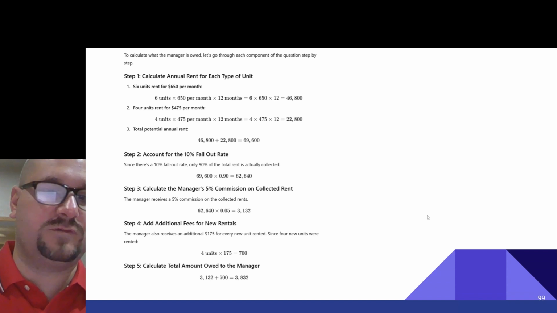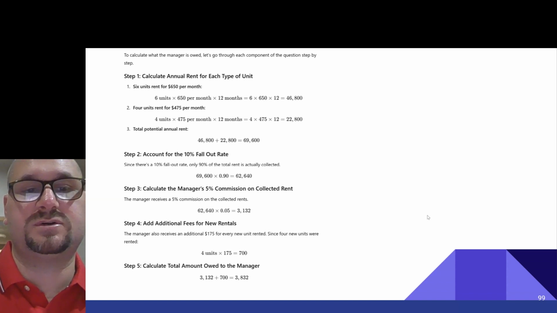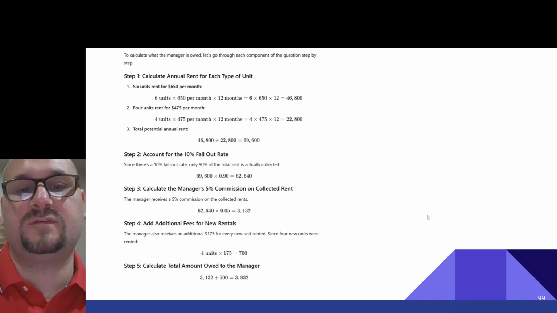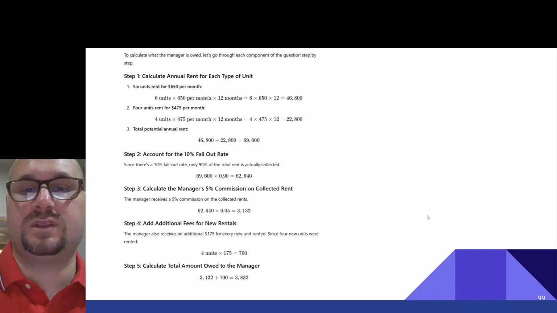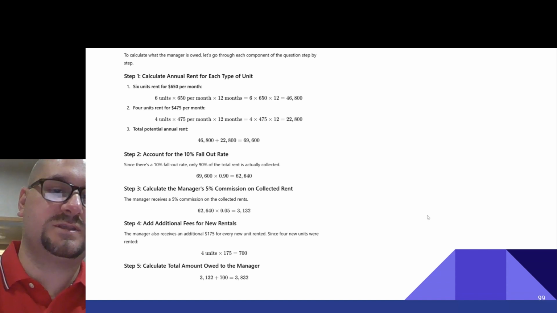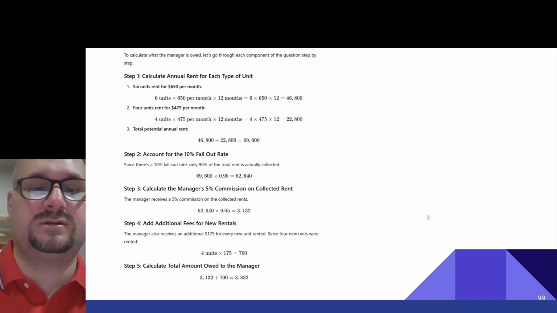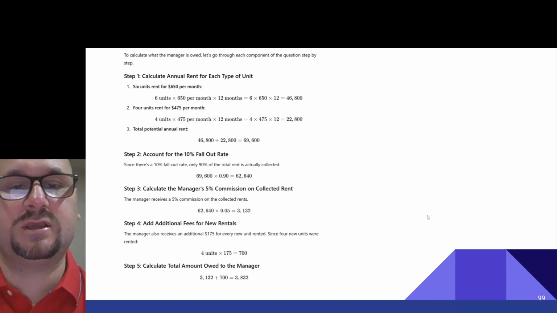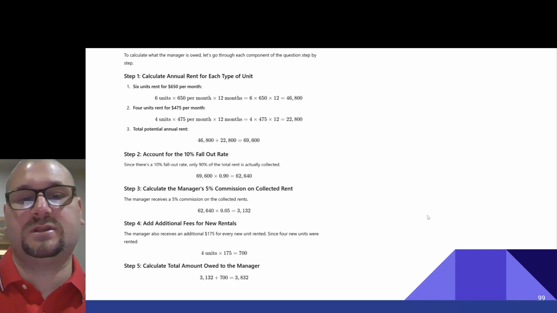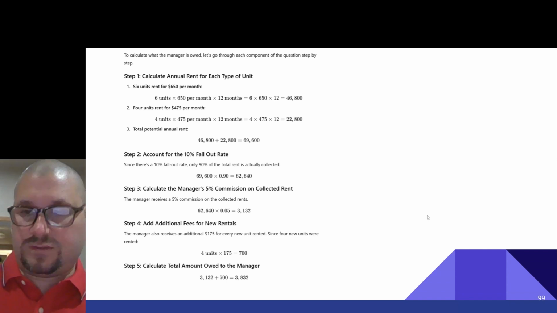Now add additional fees for new rentals. The manager also receives an additional $175 for every new unit rented. Since 4 units were rented, 4 units times $175 is $700 additional. So the total amount owed to the manager is $3,132 plus the $700, which gives you $3,832.